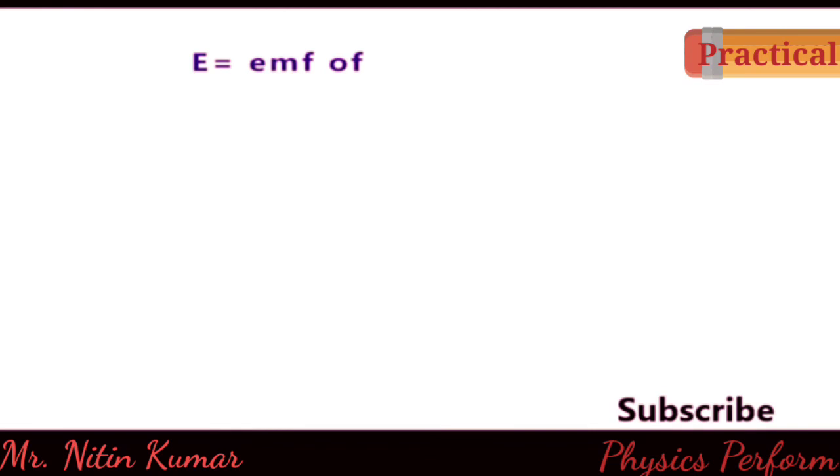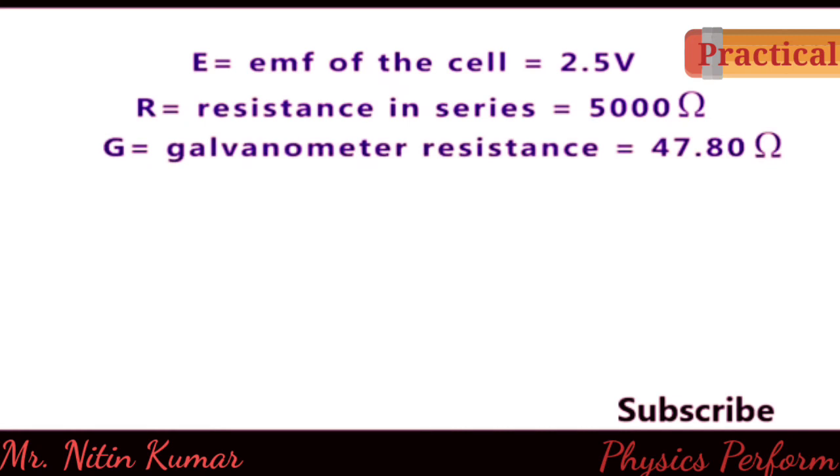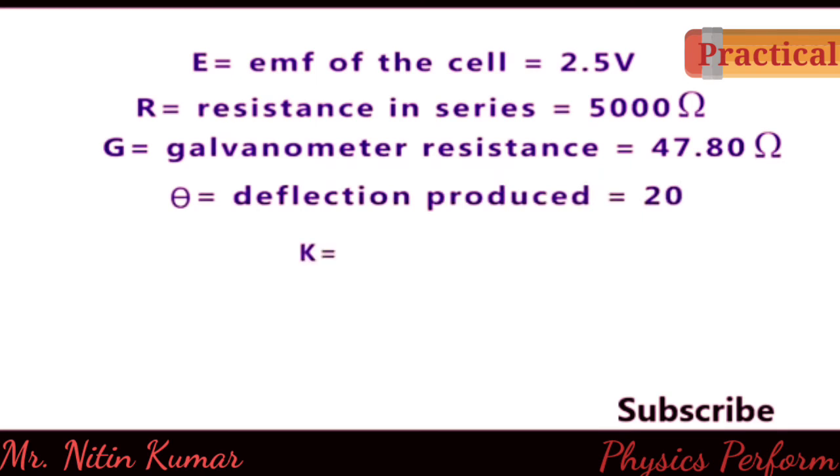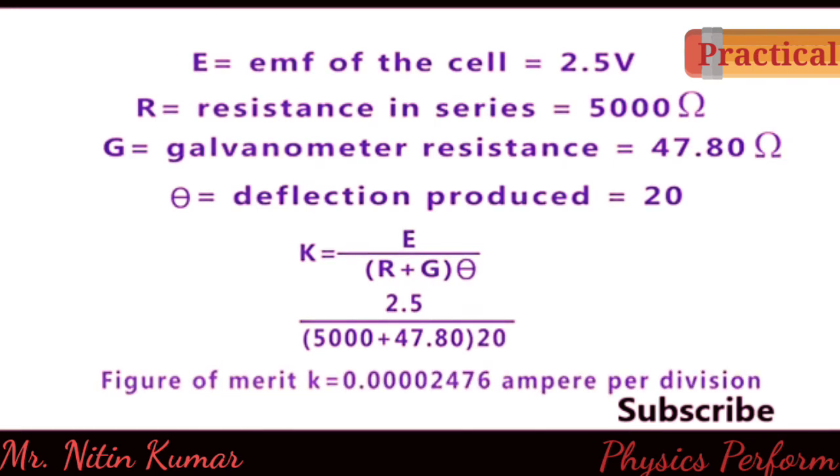E is equal to EMF of the cell, which is 2.5 volts. R is equal to resistance in series, that is 5000 ohms. G is equal to galvanometer resistance, that is 47.80 ohms. Theta is equal to deflection produced, that is 20. K is equal to E by (R plus G) into theta, which is 2.5 divided by (5000 plus 47.80) into 20, that is 0.00002476.